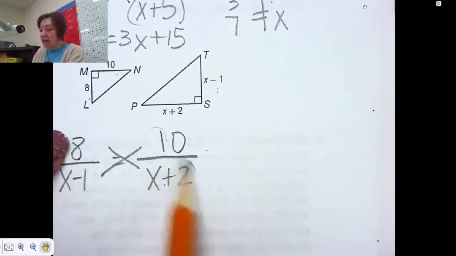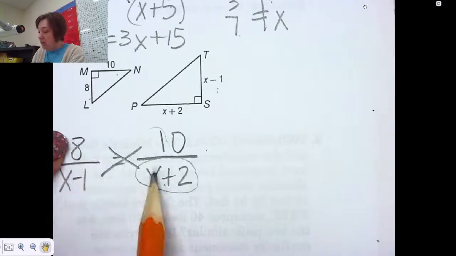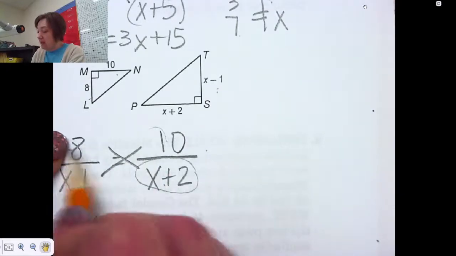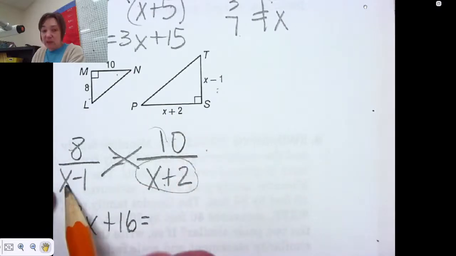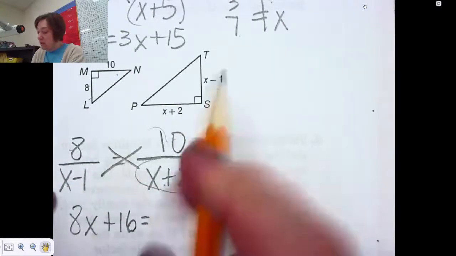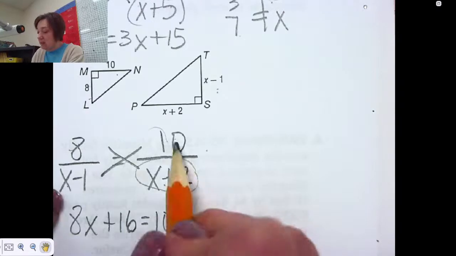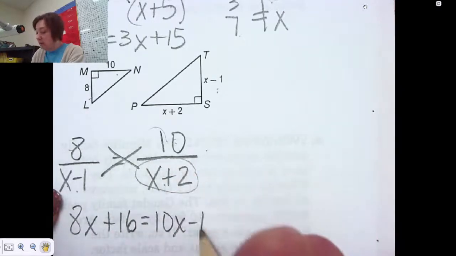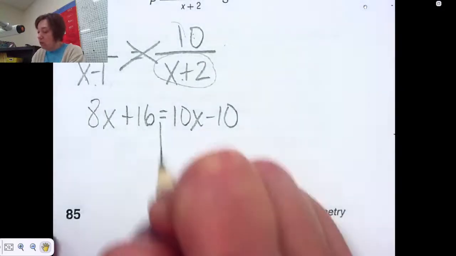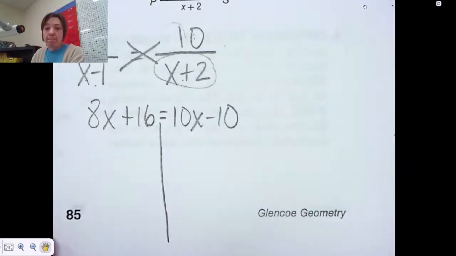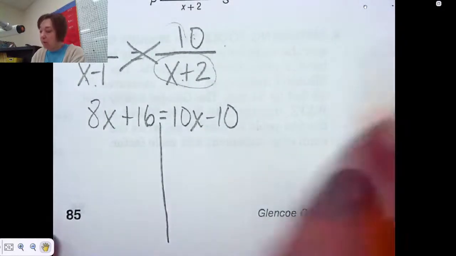So we're going to have 8 times this stuff. 8 times x is 8x. 8 times 2 is 16. And then 10 times this stuff. So 10 times x is 10x. 10 times negative 1 is negative 10. And now we just solve it. Right? So what would you do? Add 10?